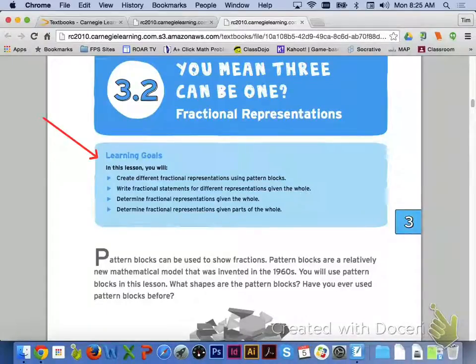Hi class, in lesson 3.2 we will be using pattern blocks for fractional representations. Learning targets for today: we will create different fractional representations using pattern blocks. We will write fractional statements for different representations given the whole, and we will determine fractional representations if we are given the whole and if we are given parts of the whole.